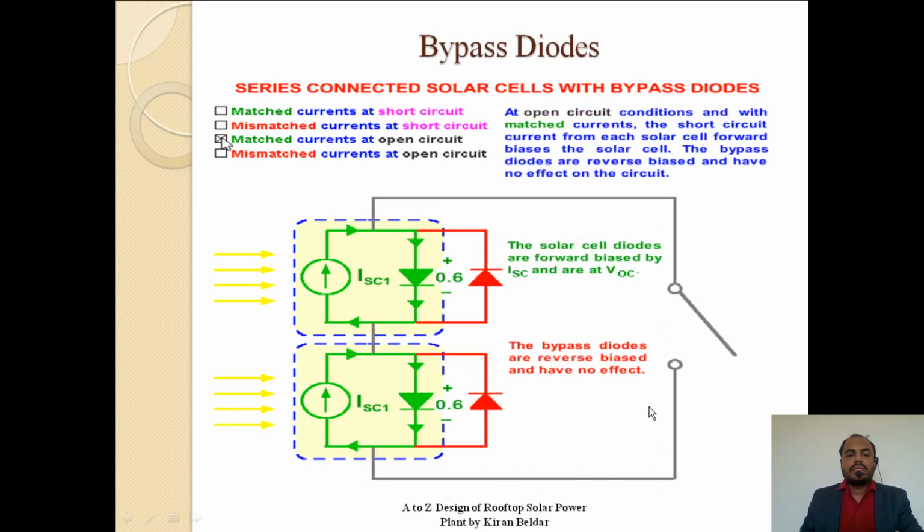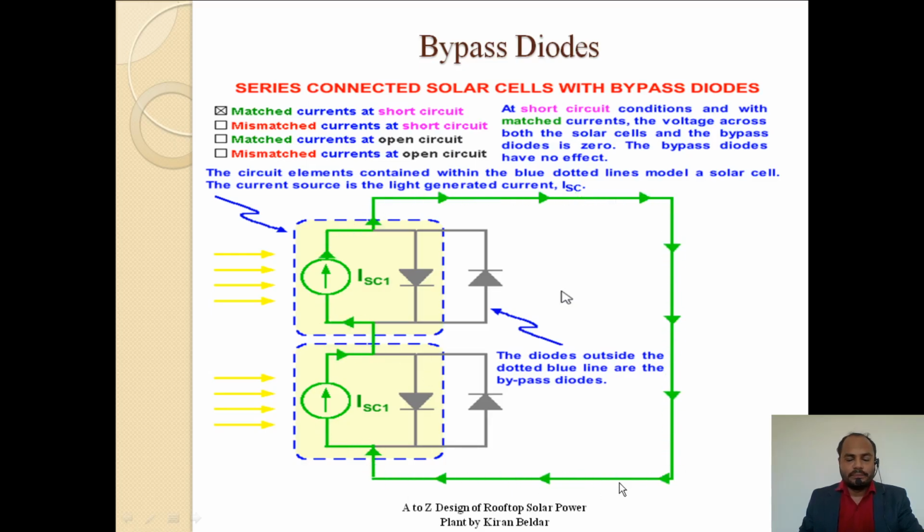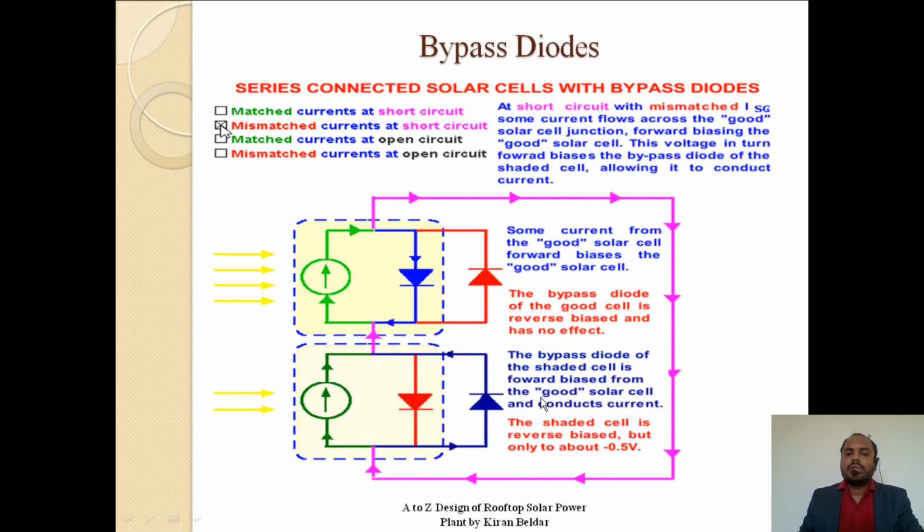In the third case, when there is an open circuit and both are unshaded solar cells, the circuit is completed through the solar cells themselves, and these 2 diodes are in reverse bias condition. And in the last case, if one solar cell is in shaded condition, at the open circuit voltage the current goes through the solar cells only. The only thing is that when a short circuit happens, the diode comes from reverse bias into forward bias condition, and because of this we can avoid hotspot heating.